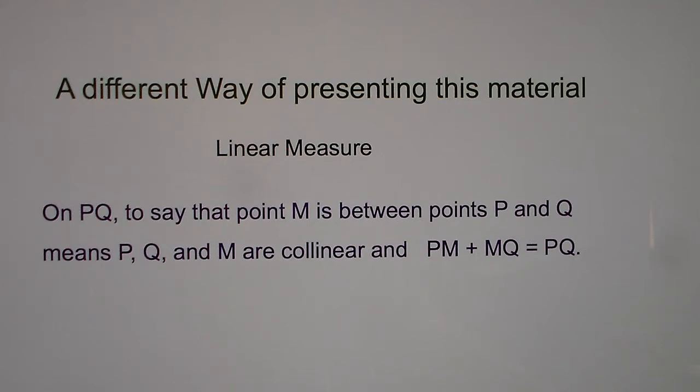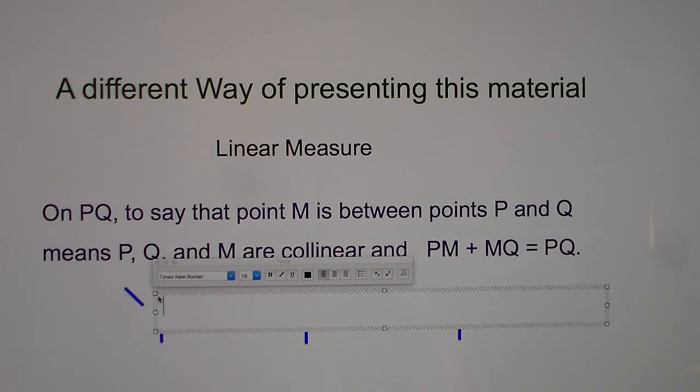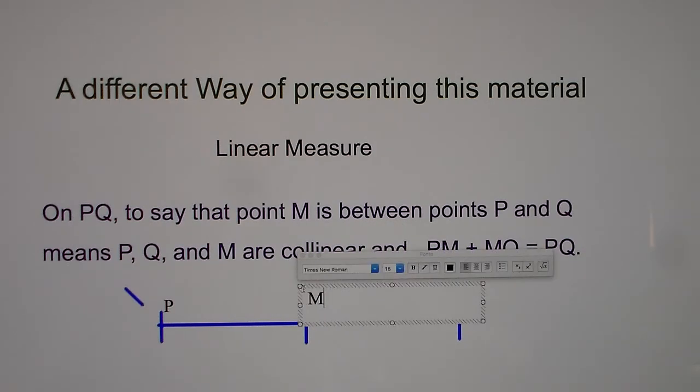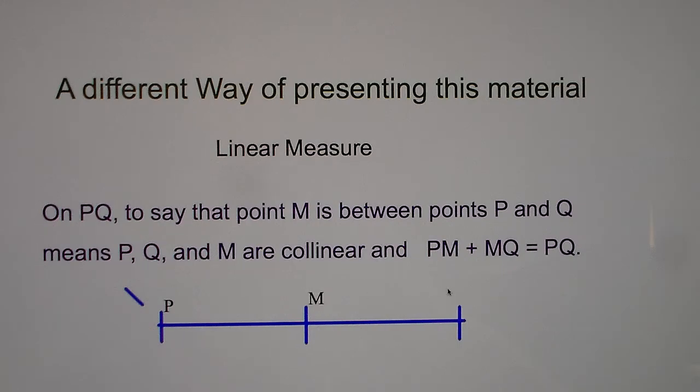So let's make a visual out of this. We have a line, because that's what collinear is. All three of these points are on a line. We know it's 3 points, so I'm making 3 dashes. I could label it. We know P is involved. We know M is in between P and Q, so M is in the middle. And Q.